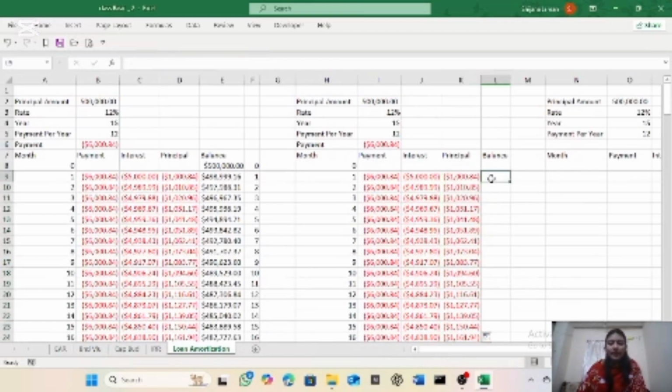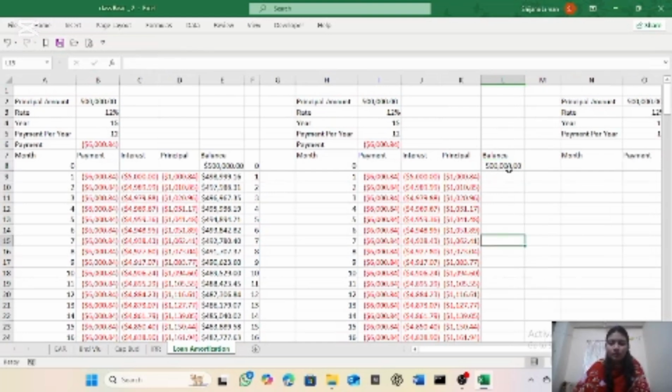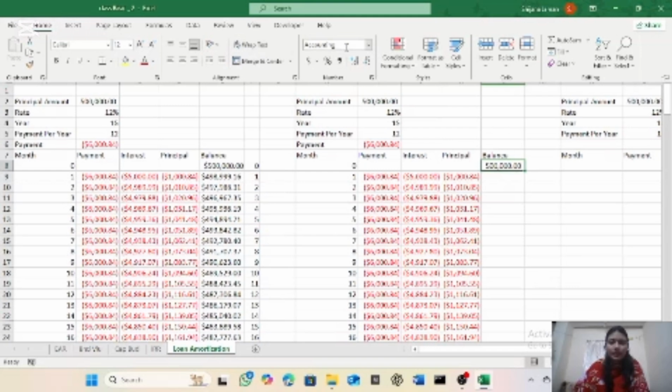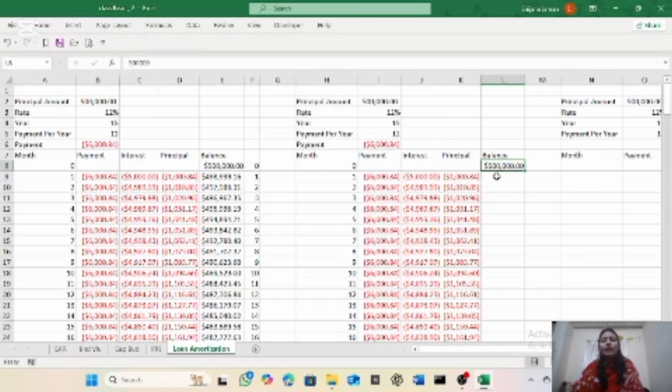And for balance, our initial balance, means principal amount, is 5 lakh. So we have to write here 5 lakh. We have to convert it into currency. Yeah, our initial balance is 5 lakh.